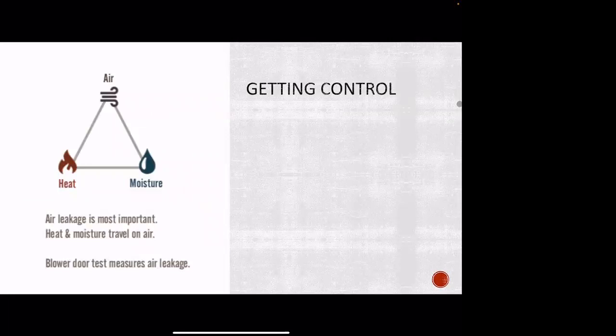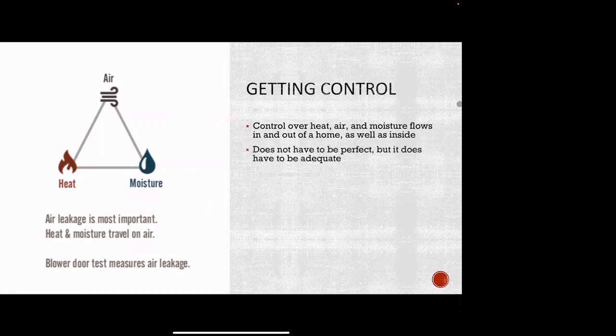Getting control. Air leakage is, again, the most important. Heat and moisture travel through air. That blower door test measures that leakage. So what we want to get is control over the heat and the air and the moisture flows in and out of a home, as well as inside of the home. It does not have to be perfect. It's very, very important to understand it does not have to be perfect. It just has to be under control. Has to be adequate. Every home is unique and different. You could have two houses the same across the street from each other, and I guarantee you they're going to be different.